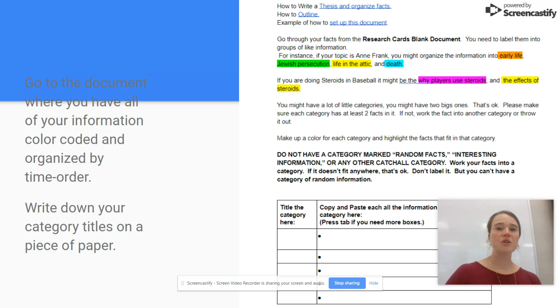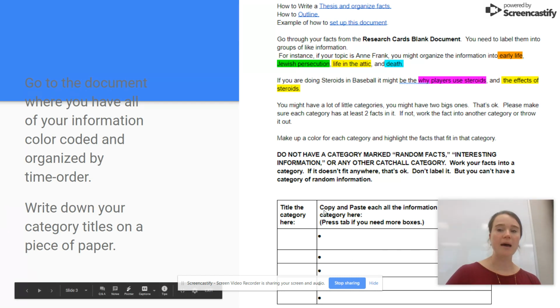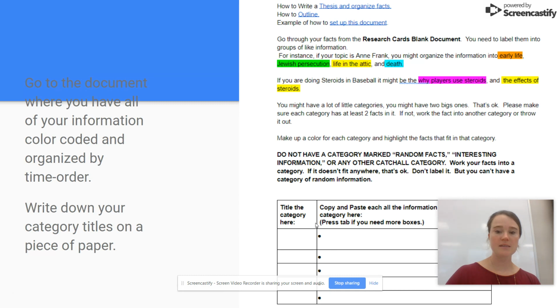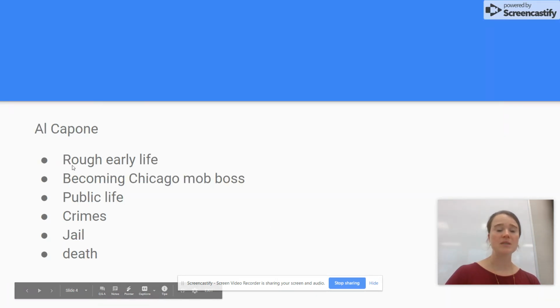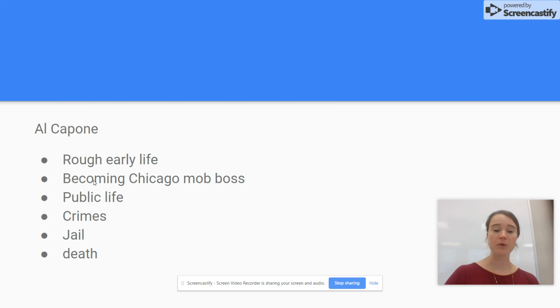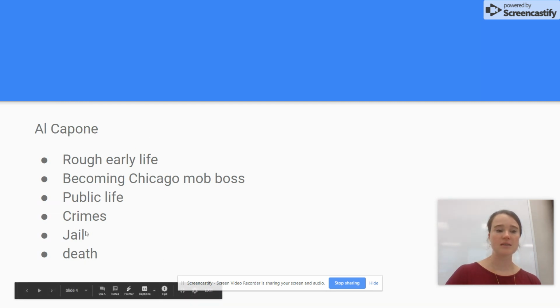The first thing is go to this document where you have all of your research organized in categories and color coded. I find it's easiest to write down these categories so I have them all in one area as opposed to having to keep scrolling up and down. So, as an example, I have someone who did Al Capone, and their categories were that he had a rough early life, how he became a Chicago mob boss, he had a very public persona, which was sometimes considered generous, he committed a lot of crimes, he eventually went to jail, and then he died. So all of his facts fit into these six categories.